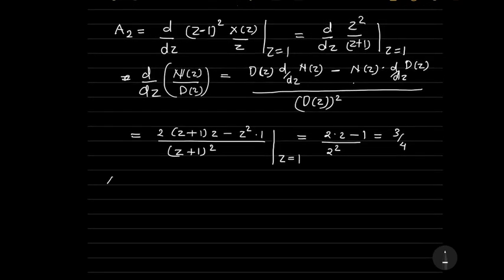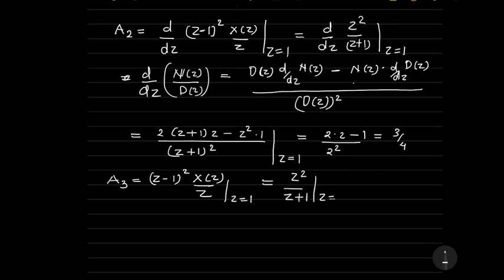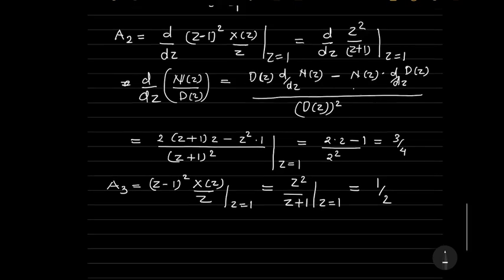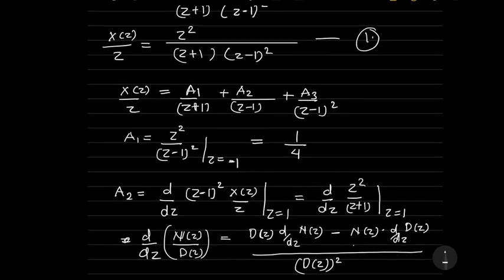Now to get the a3 value, a3 equals, we multiply (z minus 1) whole square with x of z upon z, and setting z equals 1, we get z square upon (z plus 1), which results in 1 by 2. Okay, so we substitute these a1, a2, a3 values in equation 2.